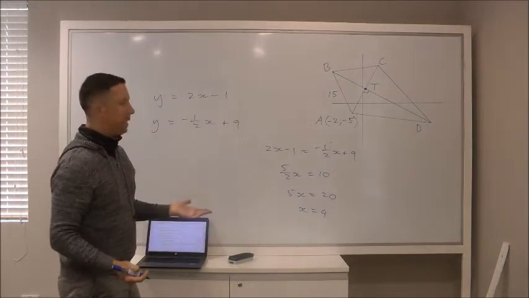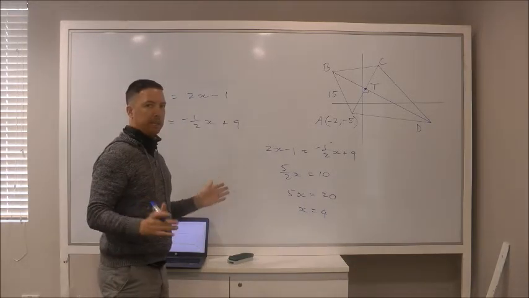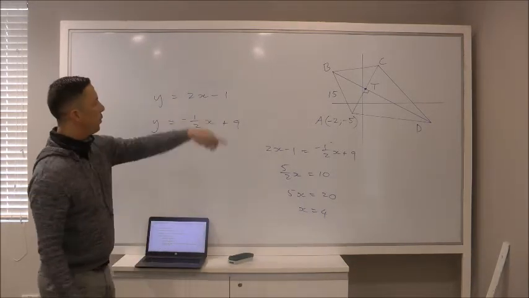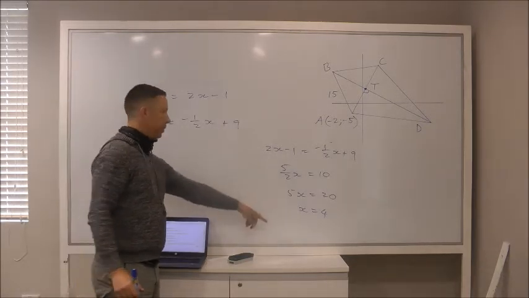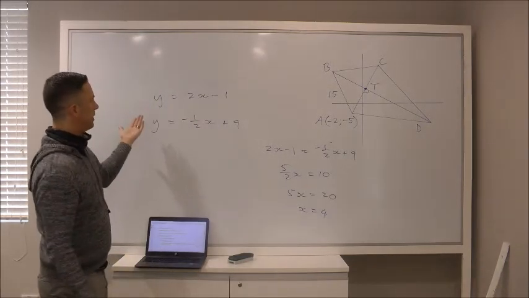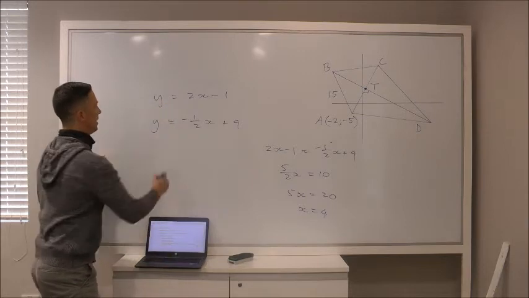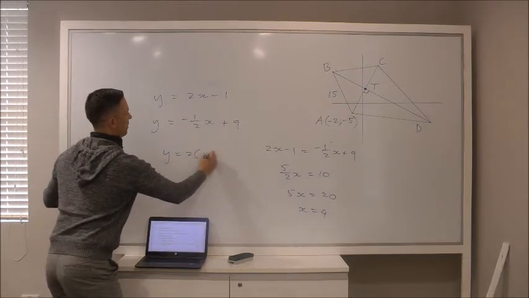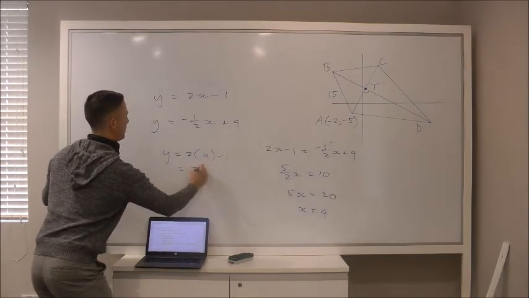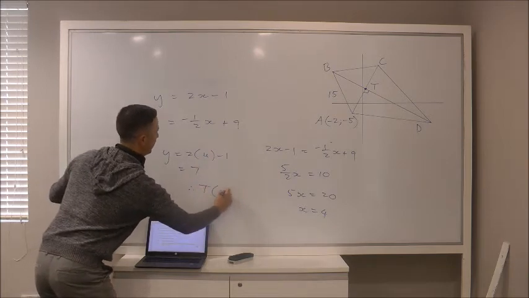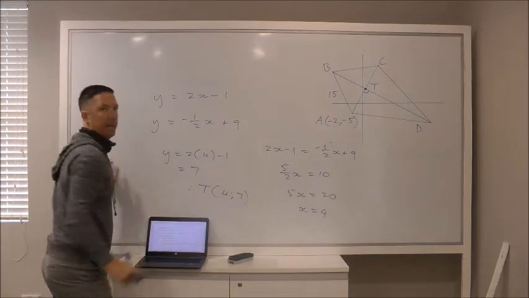Right, now I've got the x value. Does that mean I stop there? No, because they wanted the coordinate of t. So I know the x coordinate of t is 4, so I can choose which one to sub into. Generally, we sub into the easier one. So y equals 2 times 4 minus 1, which is going to be 7. Therefore, t is 4 and 7.